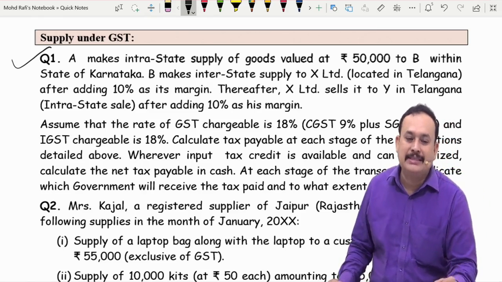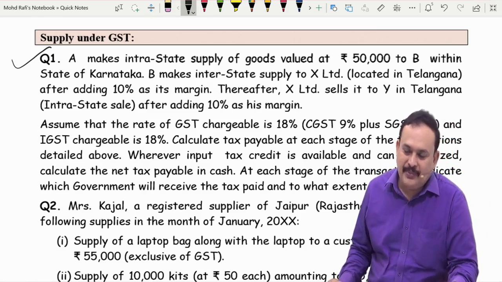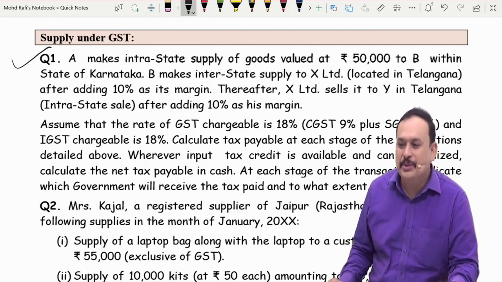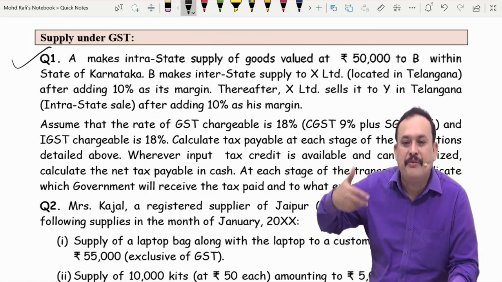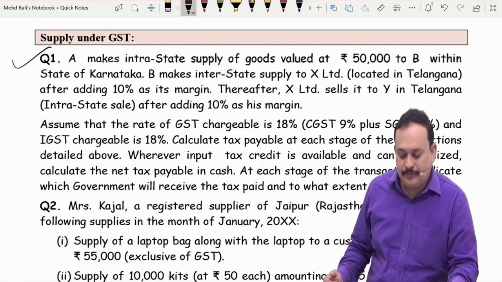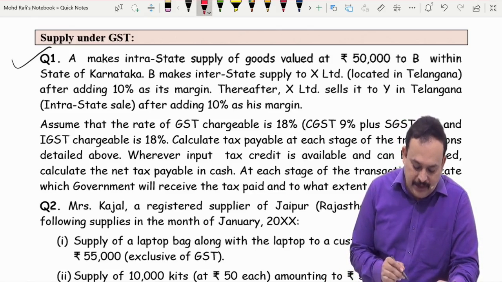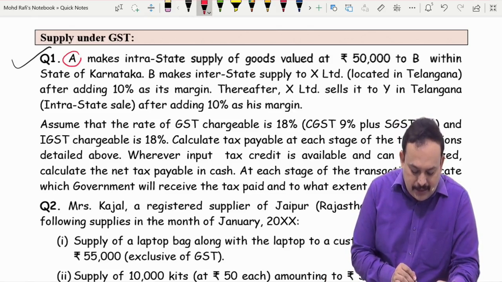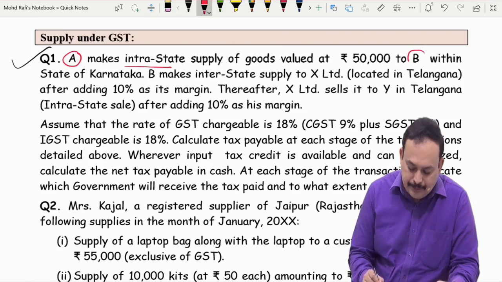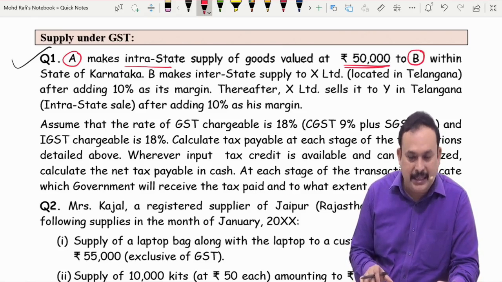Excellent question, it is an examination question in fact. This is a point I referred to, not a new thing. Again, an application by way of revision, I can say. Who sold the goods to whom? First and foremost, Mr. A makes intrastate supply to B. What rupees, how much? 50,000. Is it clear about this?